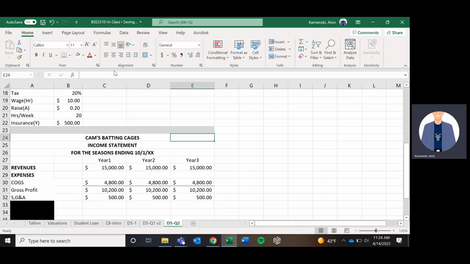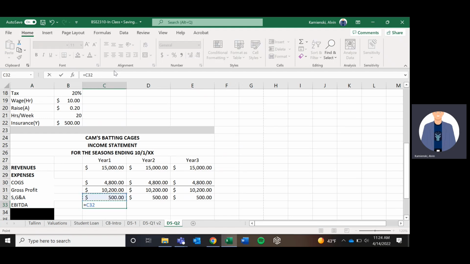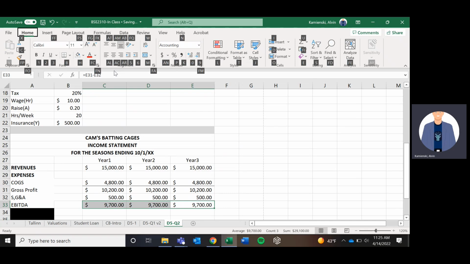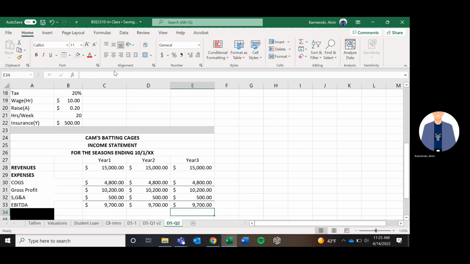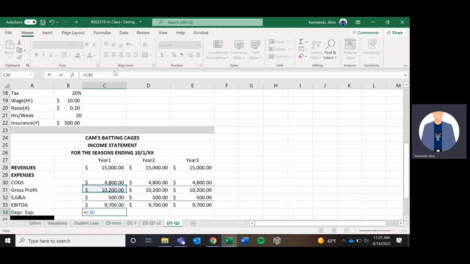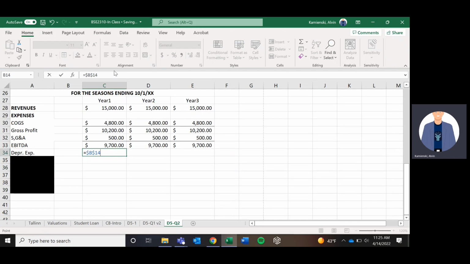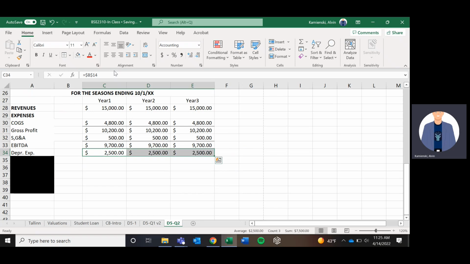Every year he's going to have to pay for some new insurance, which then allows us to calculate our EBITDA, where EBITDA is gross profit minus SG&A of $9,700. Additionally, the value of the machines is going to go down, and that value will decrease. We indicated it was $2,500 per year, and that's going to happen every year.